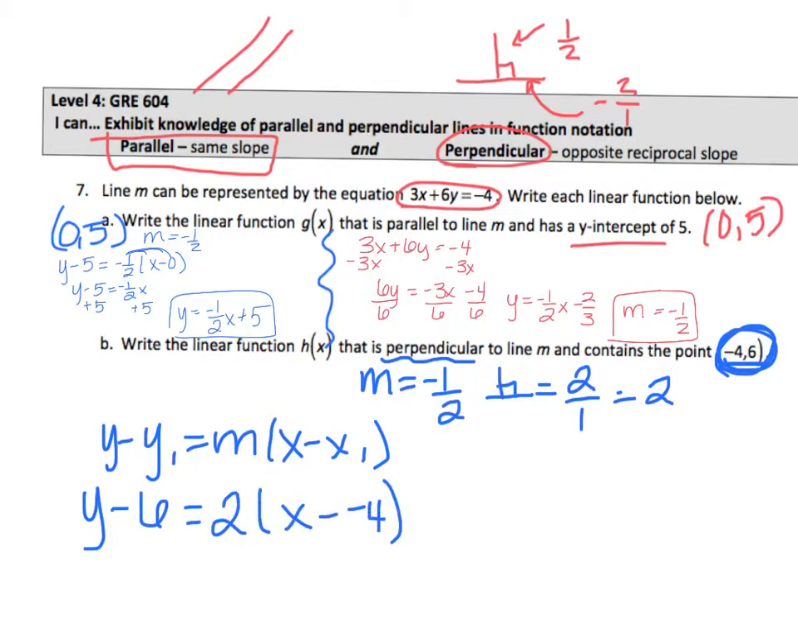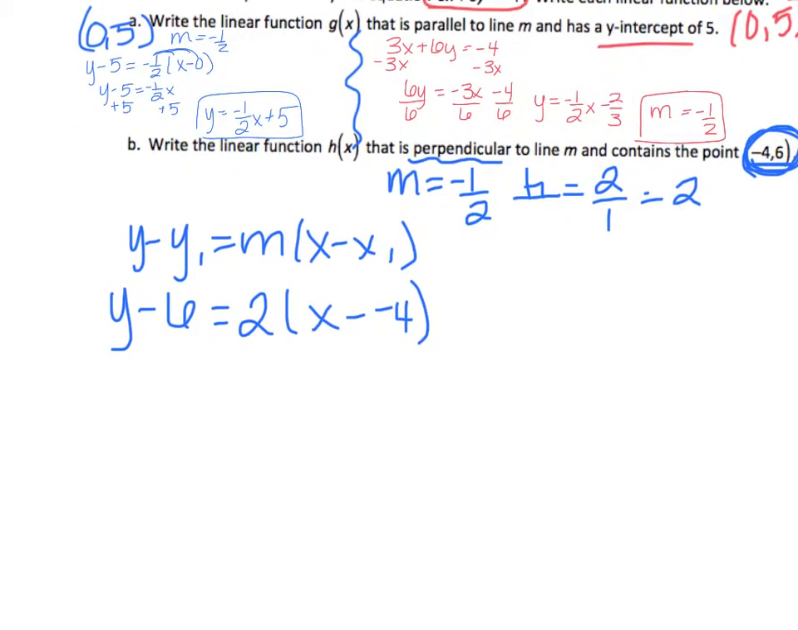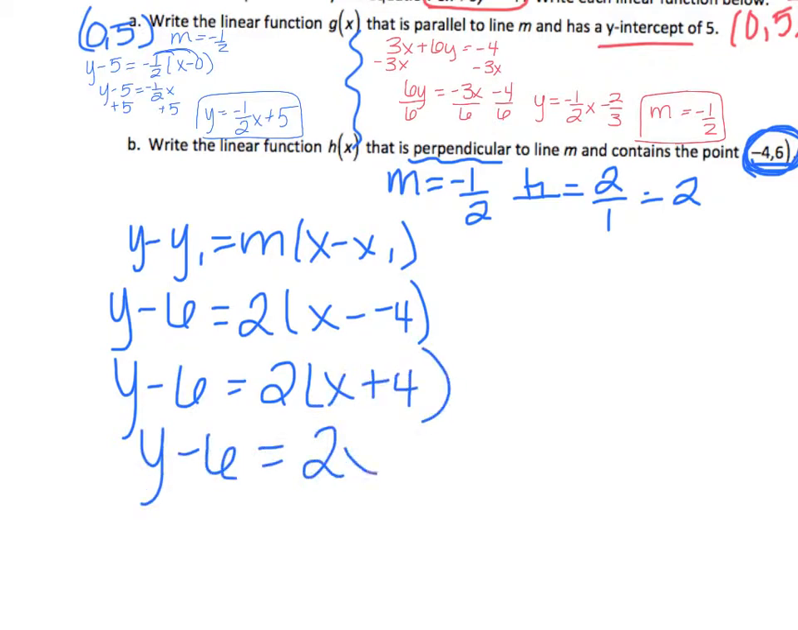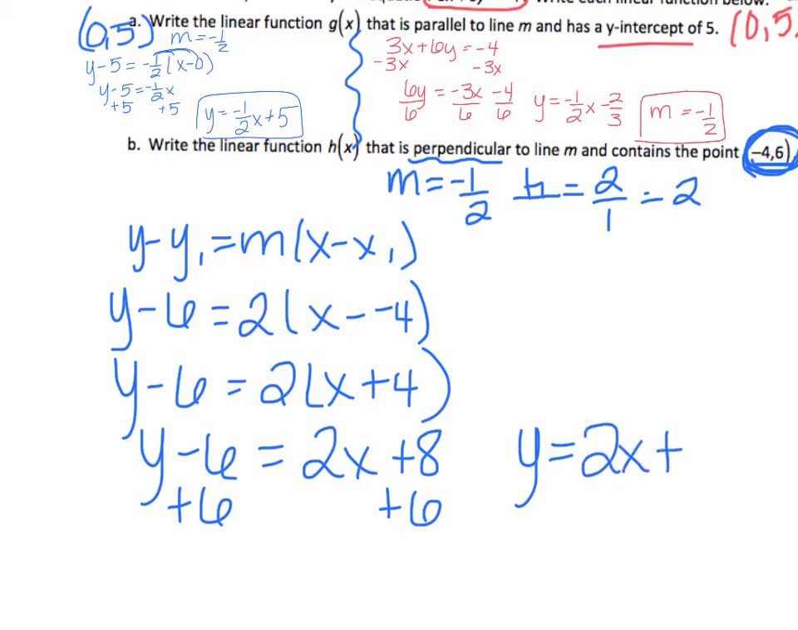Now remember, your double negatives become a positive. So simplifying this, I'm going to have 2x plus 8, and then adding 6 to both sides. Your final answer of the line that's perpendicular to the given line is 2x plus 14.